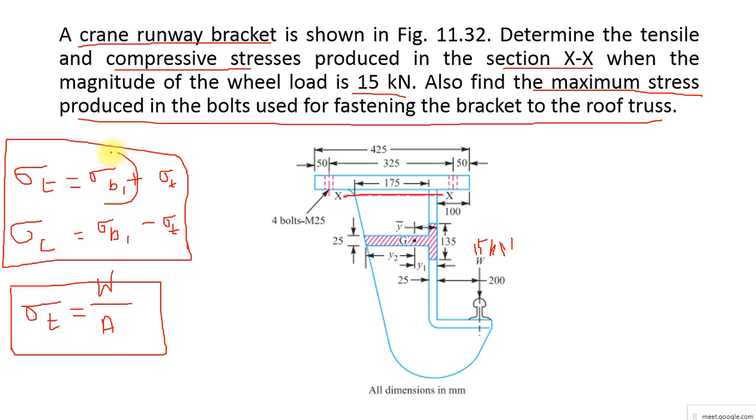But you know that, to find sigma B, can anyone tell me what the formula is, sir? What is the formula for sigma B? M by Z, sir. Yes, very good. What is M? Force into distance. Yes, very good. I need M by Z. M is the moment and Z is the section modulus. Then the formula for T is load by area. Am I right, sir? So load by area.